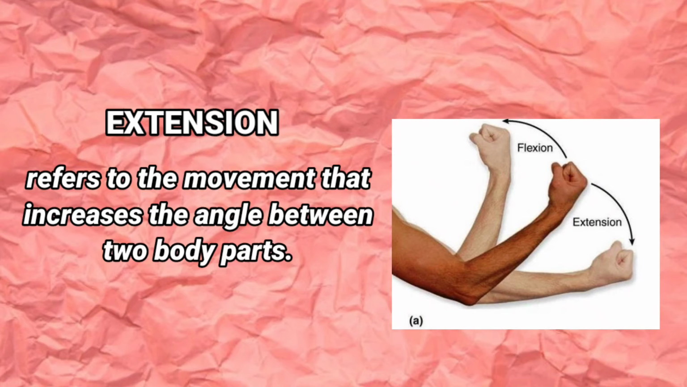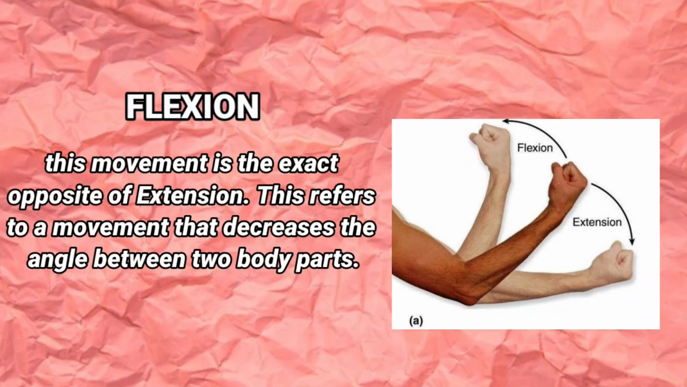The sixth movement is extension. It refers to the movement that increases the angle between two body parts. The seventh movement is flexion. This movement is the exact opposite of extension.